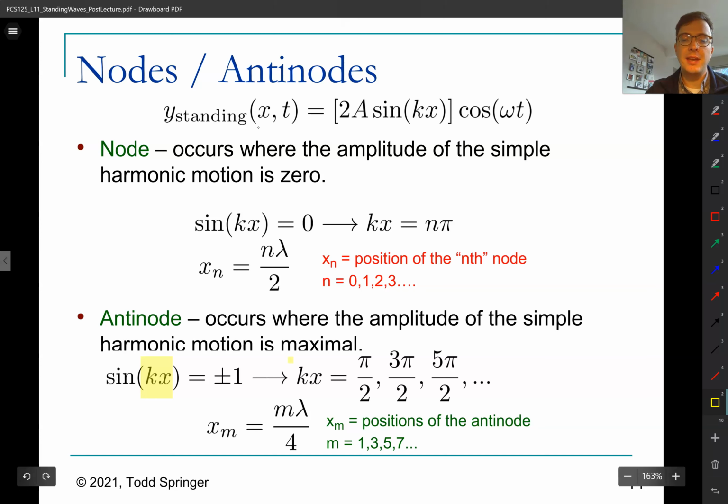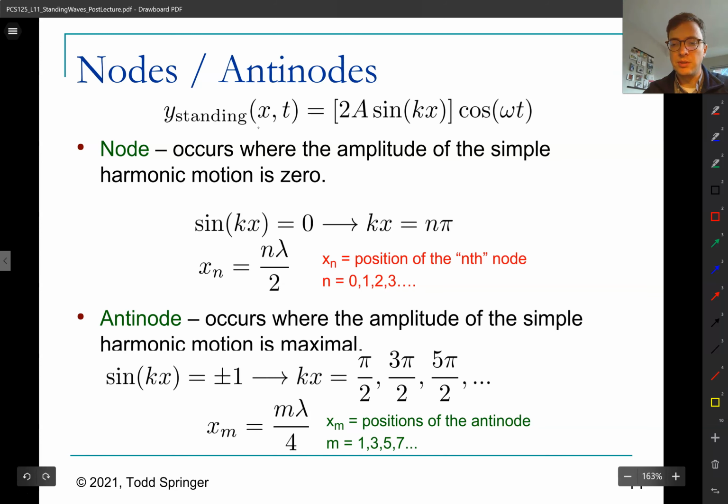So if kx, the argument of the sine function, is an odd multiple of pi over 2, I will get the sine of kx equal to plus or minus 1, and I'll have the biggest amplitude motion that I could possibly have, which is what we call an antinode. You can combine these all into one formula.